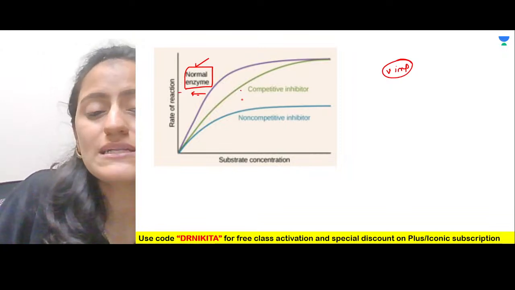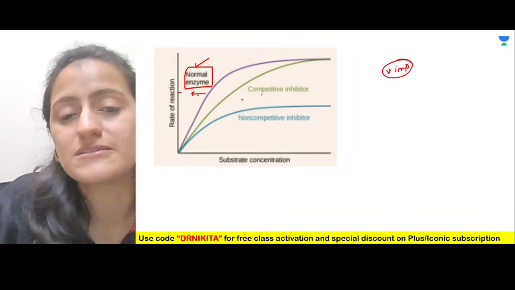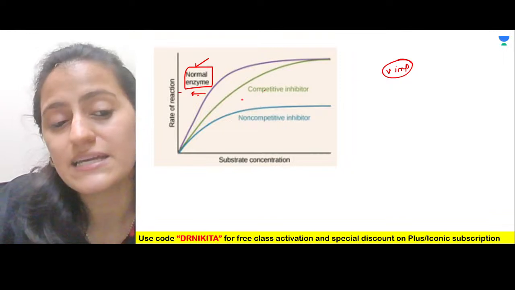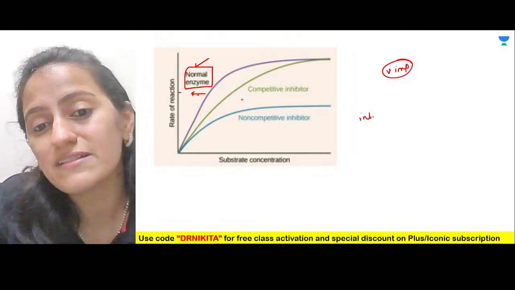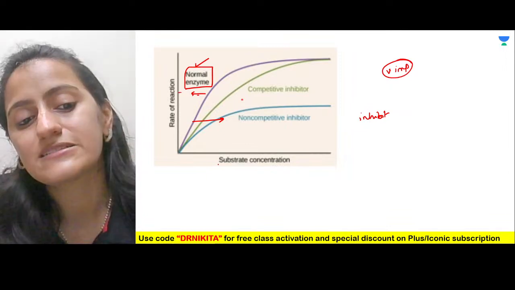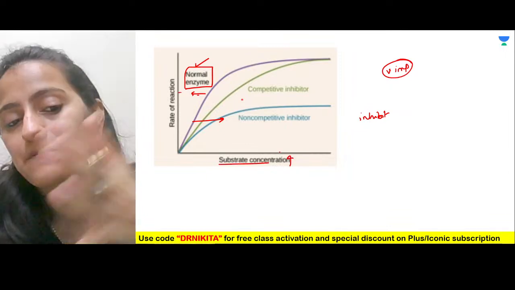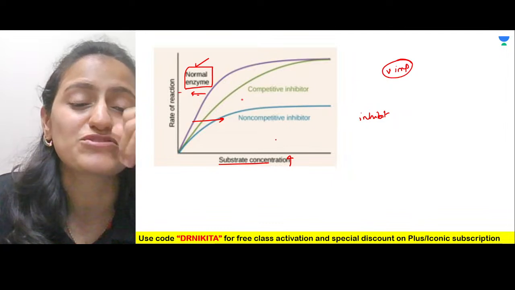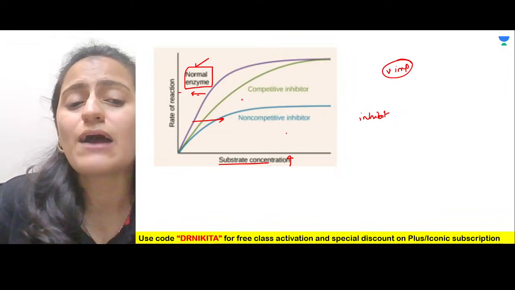So this is normal, and these two are the inhibitors. The right ones are the inhibitors, right? When we say with the inhibitor, what we are doing is going towards the right. The substrate concentration is increasing, right? We need to increase the substrate concentration. Now, how do you identify?